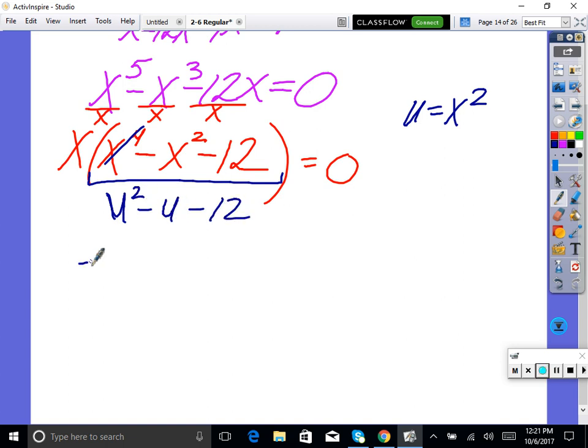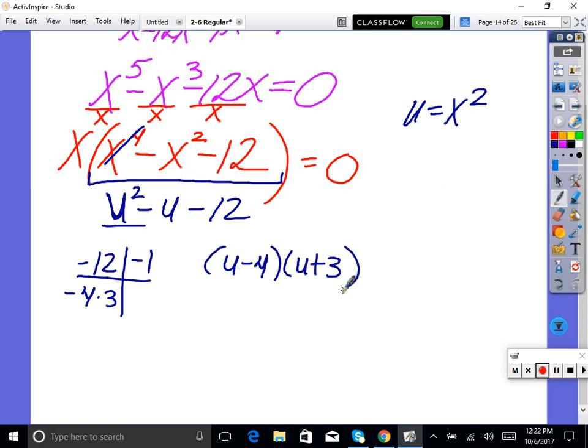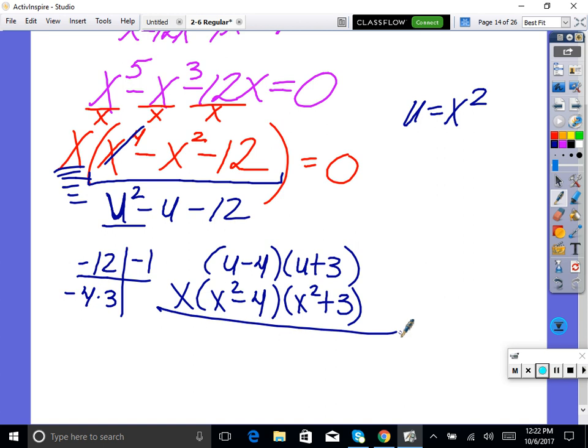Let's factor this. What multiplies to be negative 12 and adds up to be negative 1? Negative 4 and 3. Can't I quick factor my u? So this quick factors to be u minus 4 and u plus 3. And you'd say, but really, that's x squared minus 4 and x squared plus 3. And then you'd say, that's great, and we can't forget about that x, right? So boom, and now I factored it completely, and now I can solve.